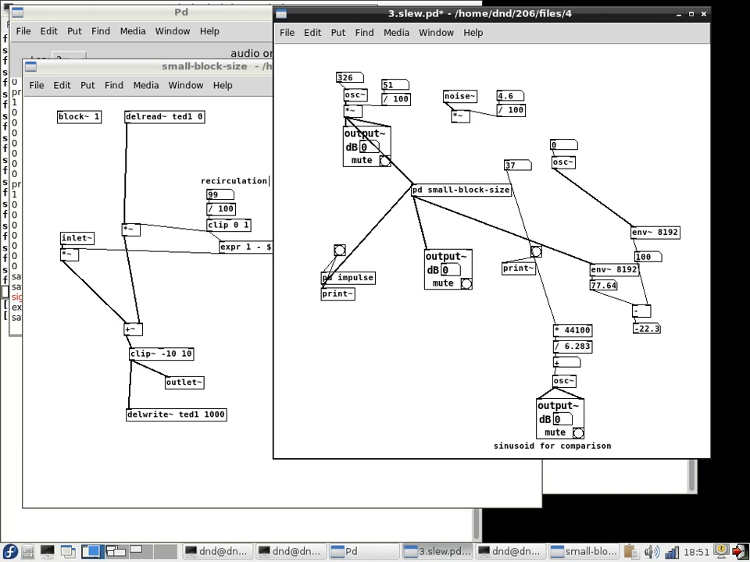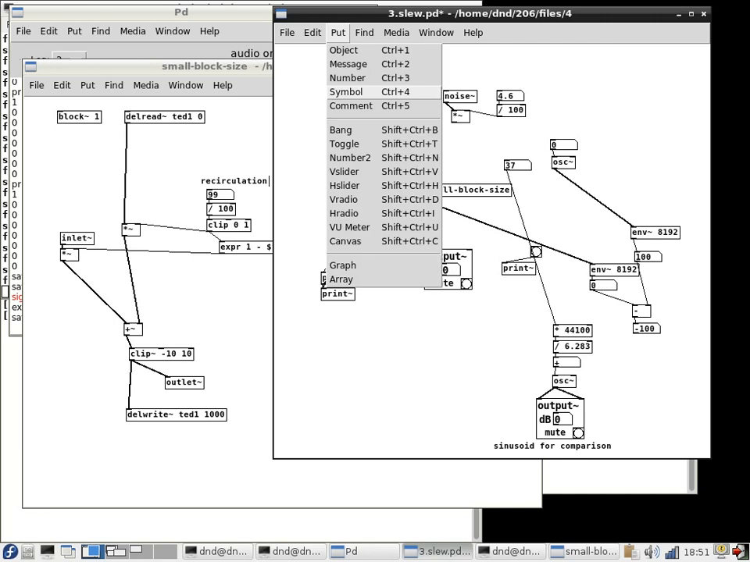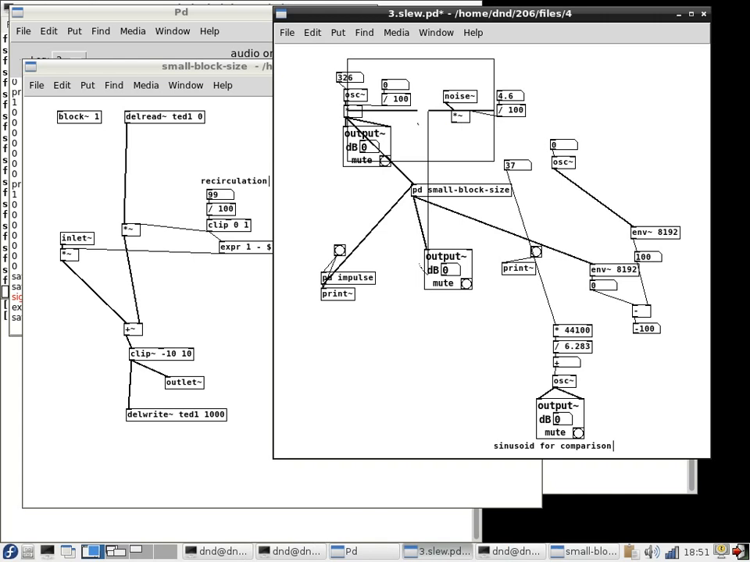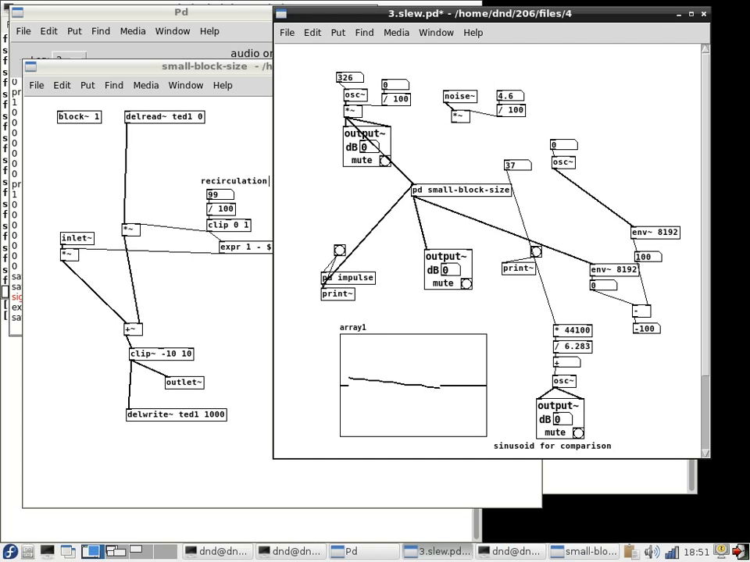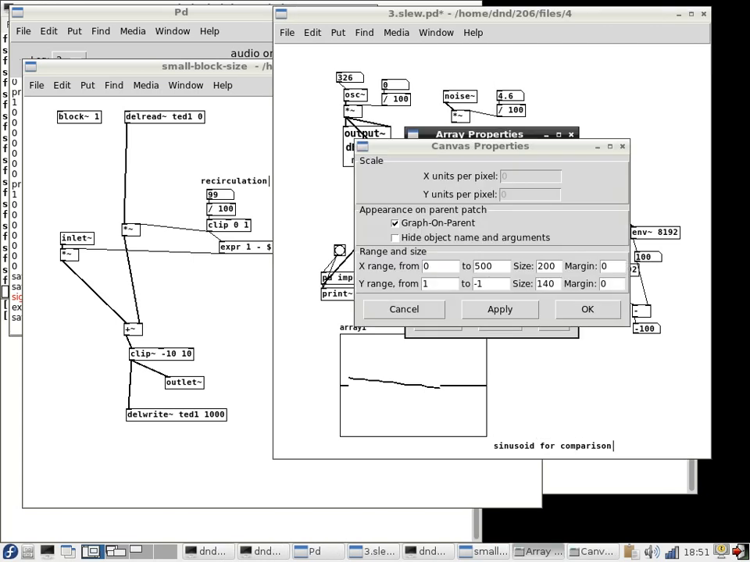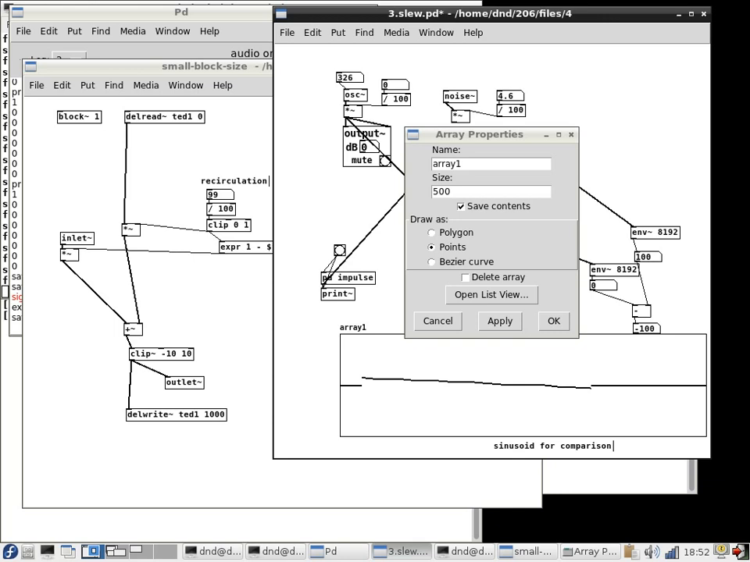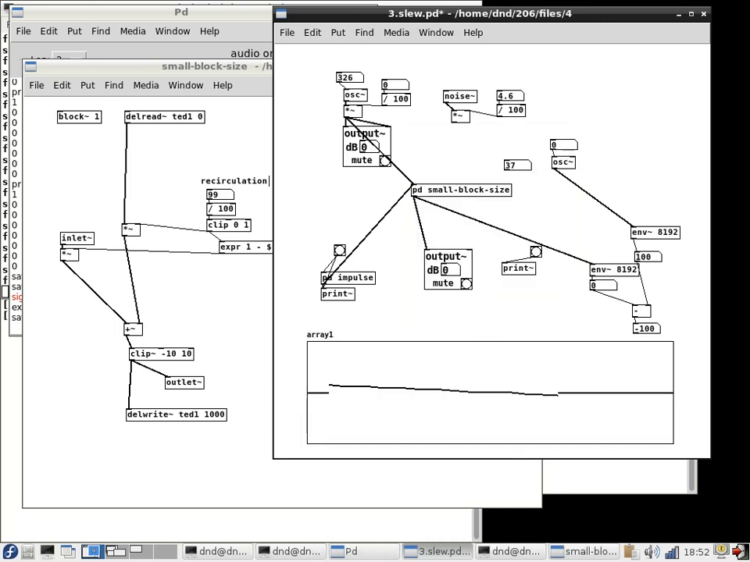Other thing about this is what's the impulse response. I can't remember if I even showed you the impulse response in the graph before, but I'll do it now just for giggles. So let's go make an array. Put array, and I don't know how many points I want, probably 500. I'll do all that, and it'll be good. I want this to have slightly better dimensions. And that's not a sinusoid for comparison. All right, and then we have to have a tab write tilde, array 1, with a button.